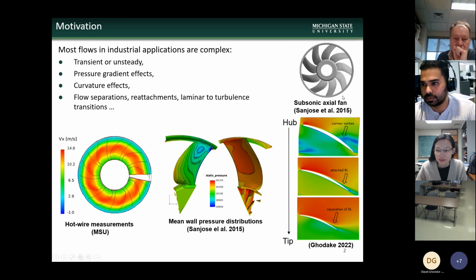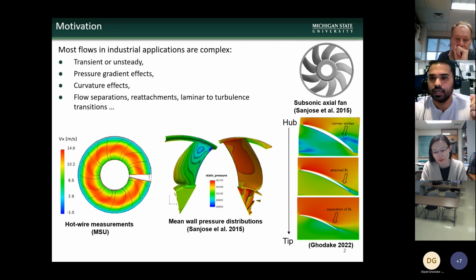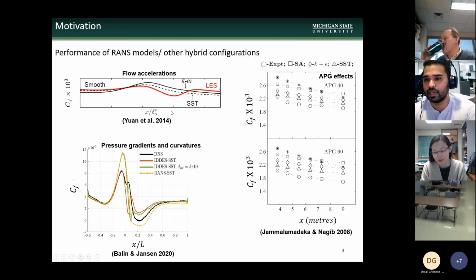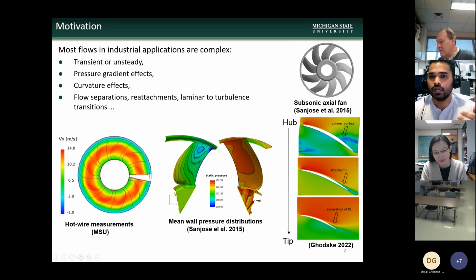Considering the case of a subsonic axial fan, right, we have transient unsteady flow effects due to the rotation of the blade. We have acceleration, deceleration. Then, due to the curvature of the blade, we have streamwise and spanwise non-equilibrium varying pressure gradient. Then we have curvature effects themselves, which directly affect the Reynolds stresses away from the wall. Then we have flow unsteadiness like separations, reattachments, and laminar to turbulent transition, right? So the essential question is, can the current turbulence models capture this non-equilibrium flow physics, right?